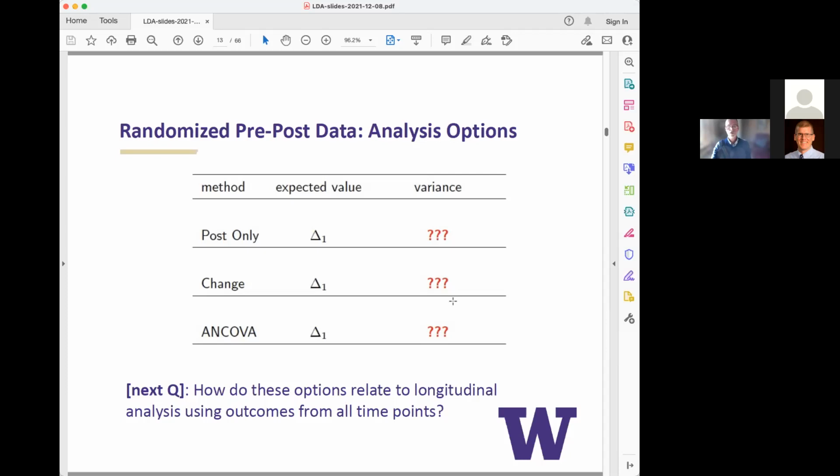Well, we could choose based on which one's got the smallest variance, which one's got the most precision. I'll show you those results. Those are 30-year-old results or more. And then we'll transition and say, how does this compare to a repeated measures analysis? What if I use the baseline as an outcome and the first follow-up as an outcome and the second follow-up as an outcome? How does that strategy relate to these simple strategies?